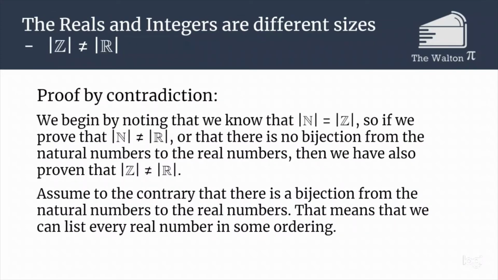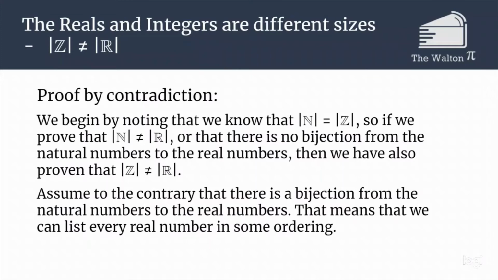So we are going to prove that the integers have a different cardinality from the real numbers. We are going to start by noticing that the natural numbers have the same cardinality as the integers. That is something that I've proven in a previous video, so if you would like to see that proof, go ahead and check that out. So if we can prove that the natural numbers have a different cardinality than the real numbers, then we have also shown that the integers have a different cardinality than the real numbers.